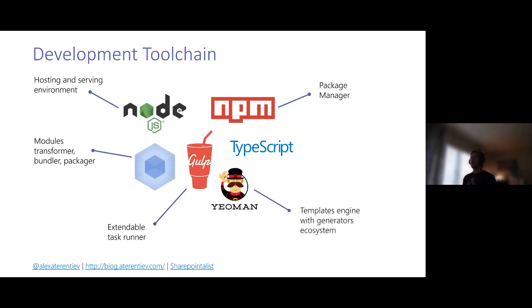The next one is Yeoman Generator, and Yeoman Generator is a templates engine with the generators ecosystem, and you can think of generator as a conditional template. So when you launch generator, it asks you a few questions, few prompts, like what type of solution you want to create, what's the name of the solution, and so on and so forth. And based on your answers, it will create a project or scaffold a project for you. And the last one is TypeScript. It's a language, it's a type superset of JavaScript.